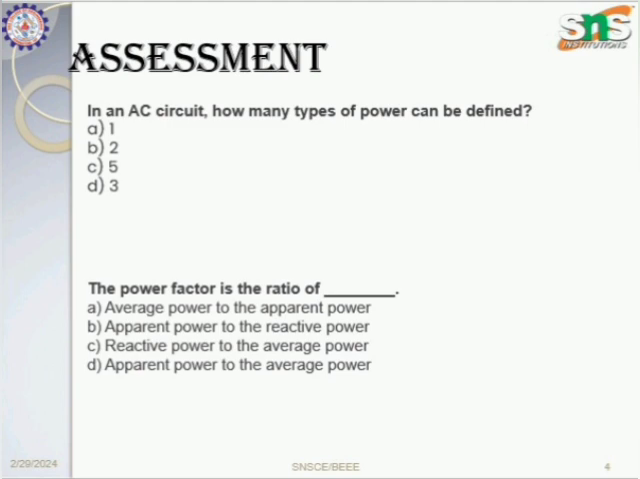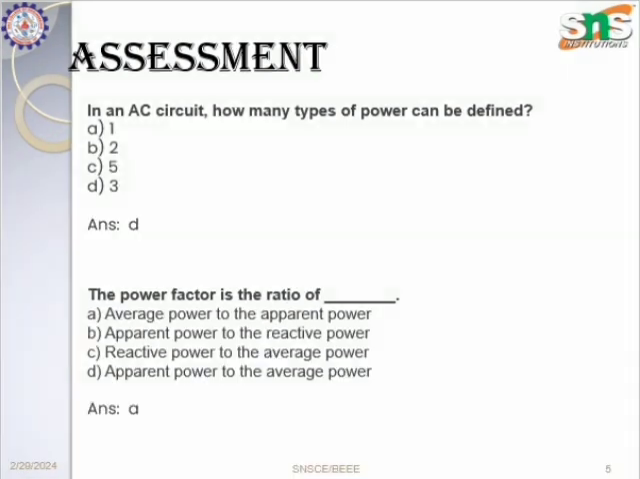So now moving into the assessment part of it. So there are two questions for you. First one, in an AC circuit, how many types of powers can be defined? And the question number 2 goes as, the power factor is the ratio of, first one, average power to the apparent power; reactive power to the average power; and apparent power to average power.